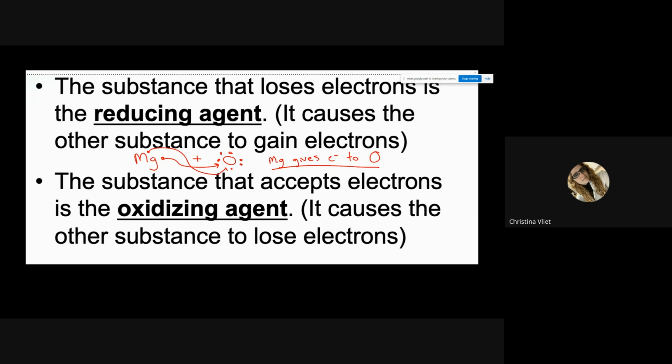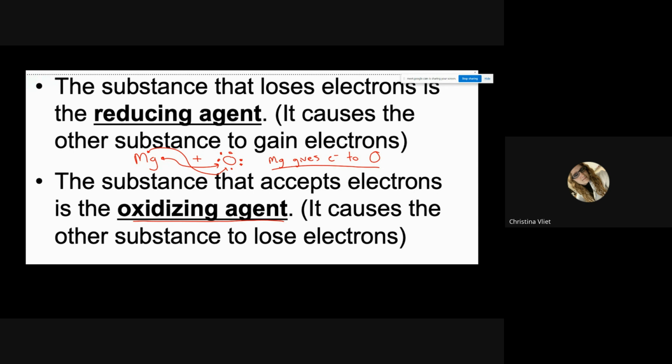And then on the opposing side, the substance that accepts electrons, that gains electrons, is known as the oxidizing agent because it causes the other element to lose electrons. So oxygen in the example I gave would be the oxidizing agent because it took the electrons away from magnesium. It caused magnesium to lose electrons.